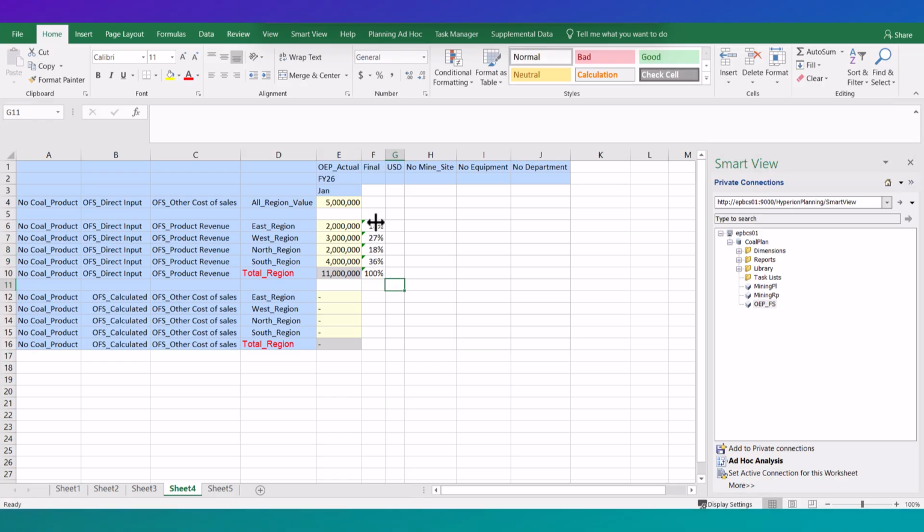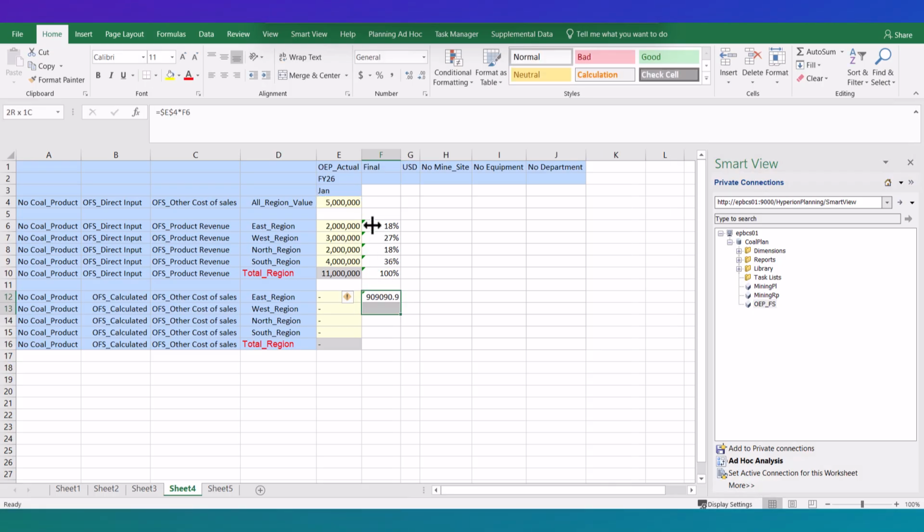So East region should get 18% of 5 million, West region should get 27% of 5 million, and so on. So what should be the value? It is 5 million. Let me fix this to the percentage of each region. And if I drag and drop for each region, this should be the value to get allocated. So overall we get $5 million.